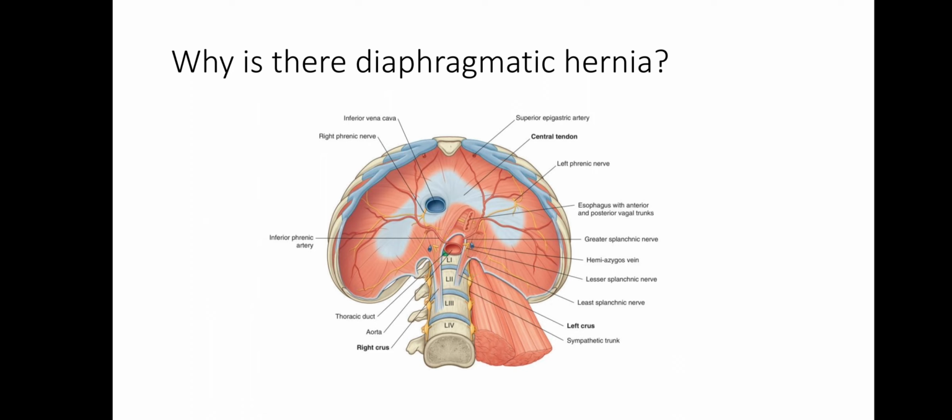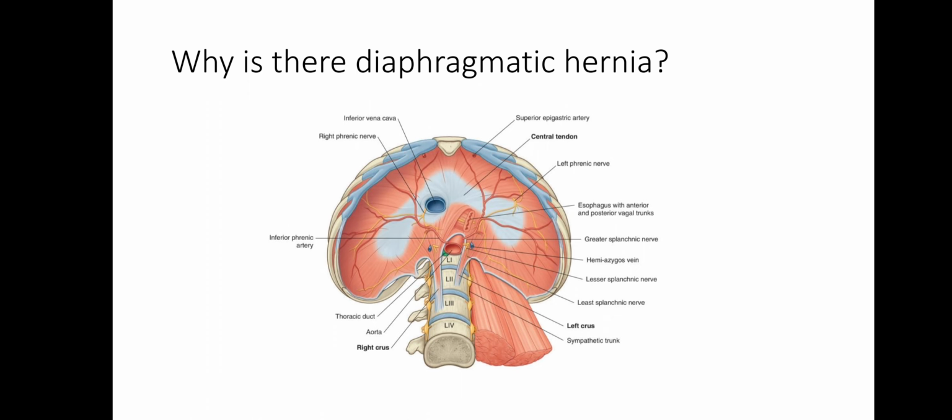So we have these three openings: one for the vena cava, the second in the right crus of the diaphragm for the esophagus, and the third for the passage of the aorta just behind the diaphragm. It is not actually within the diaphragm, it is behind the diaphragm. And we have numerous other openings for the passage of small vessels and nerves. So this is about the basic structure of the diaphragm.